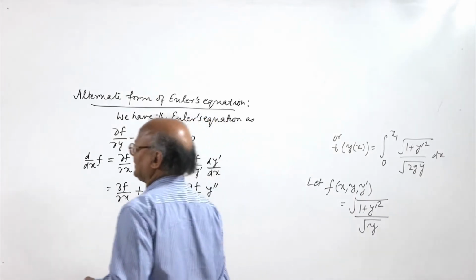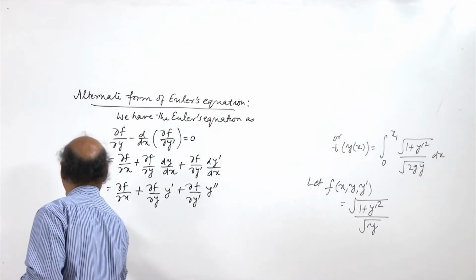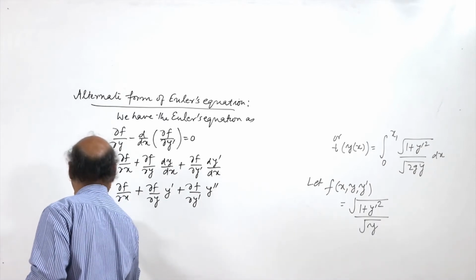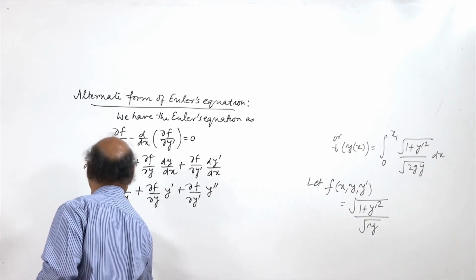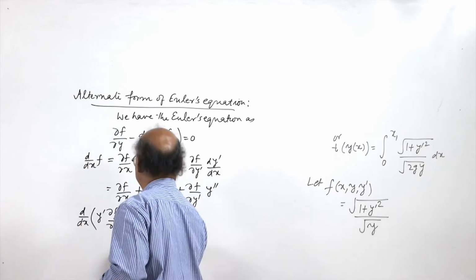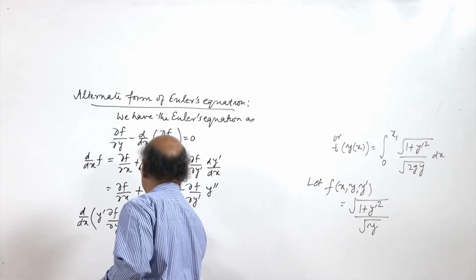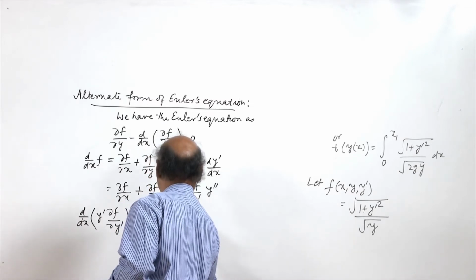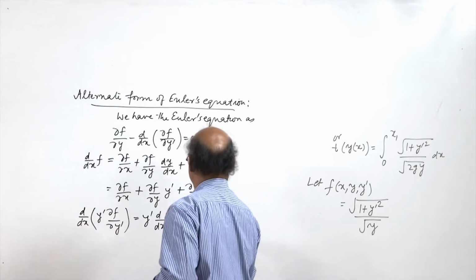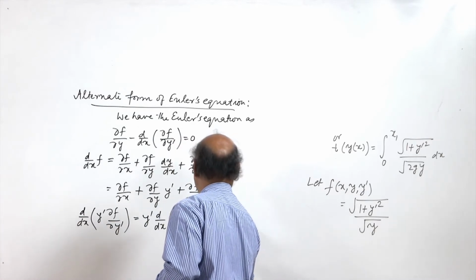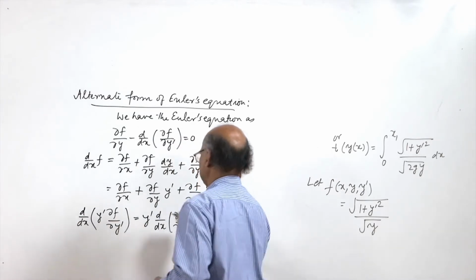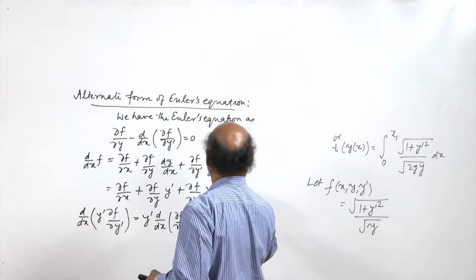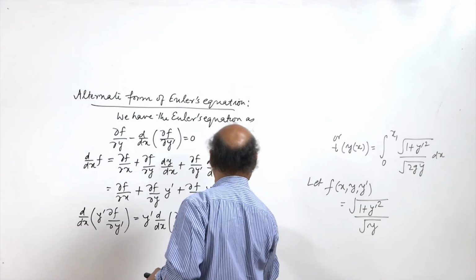like this. And then let us find d/dx of y' times the partial derivative of f with respect to y'. Then what we will get? y' times d/dx of ∂f/∂y' plus ∂f/∂y' into y''. Let us call this equation 1 and this equation 2.